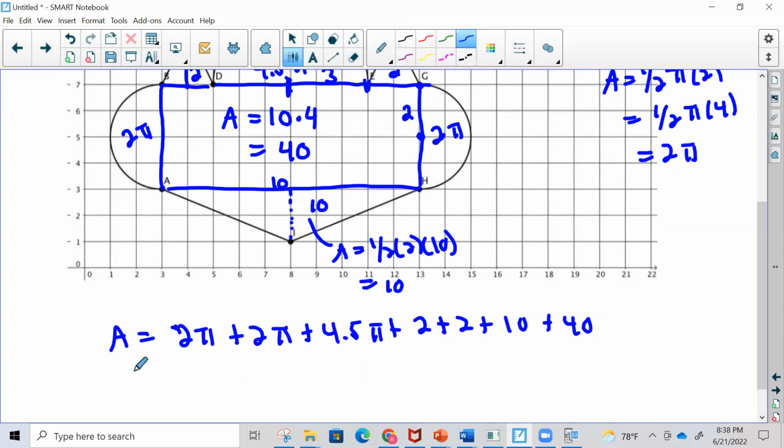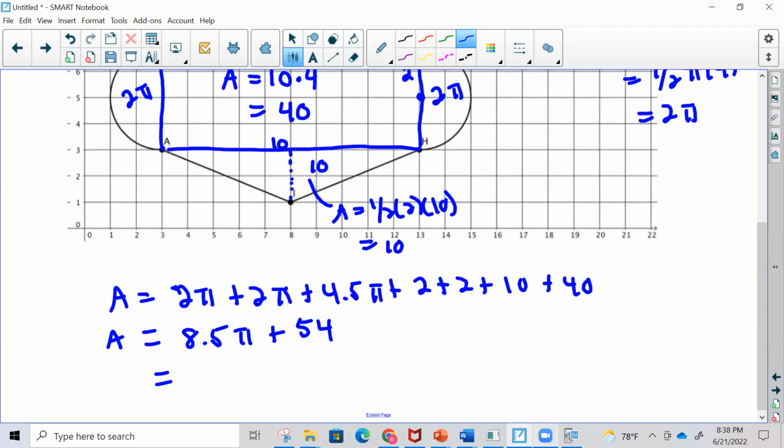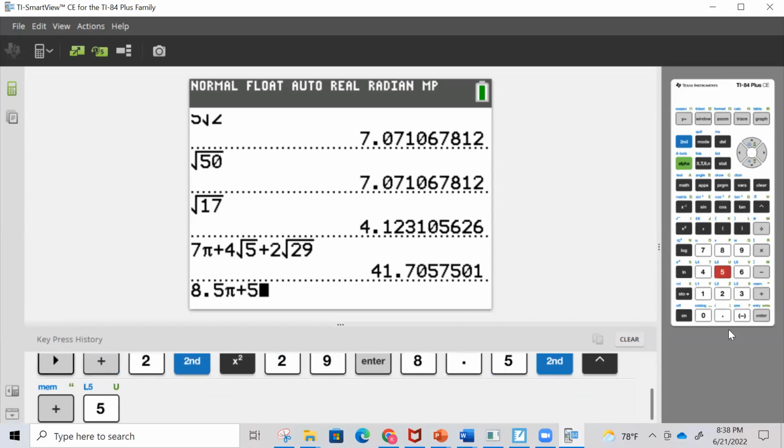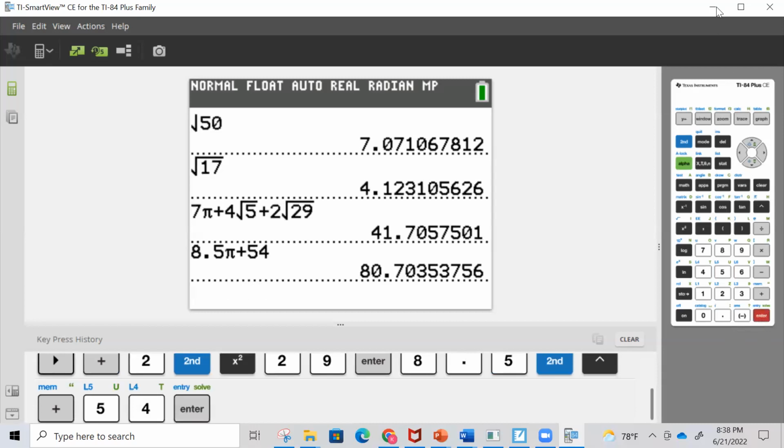So if we add this together, 2 plus 2 plus 4.5. So 2 plus 2 is 4, plus 4.5 is 8.5 pi, plus, and then I have 2 and 2 is 4, plus 10 is 14, plus 40 is 54. Okay, so that would be my final answer in simplest form. If I wanted as a decimal, I would do 8.5 times pi plus the 54. Okay, and we get 80.70.